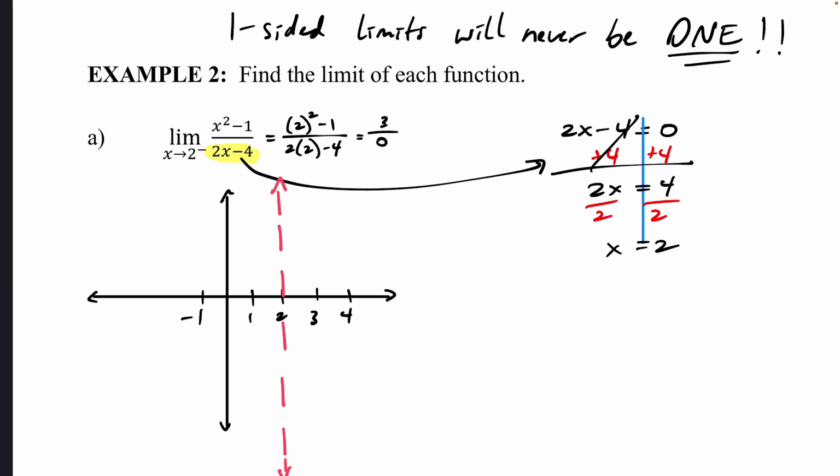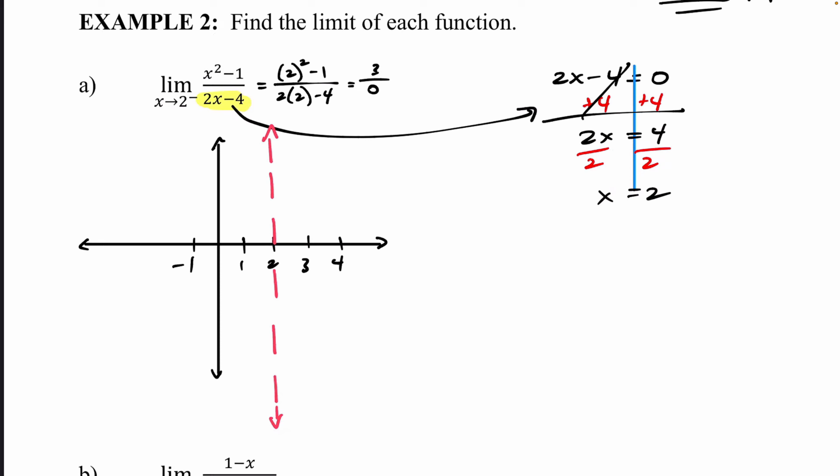So again, we only care about one side. Which side do we care about, the left side or the right side? Because it's a negative, we only care about the left side. I could care less what happens over here. I'm going to focus all my attention on this side. What happens before I get to 2? So I'm going to plug in some numbers and see what happens. I'm going to do a little t-chart.